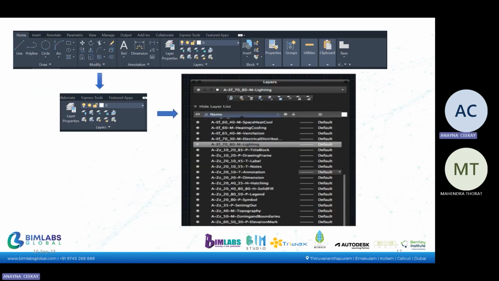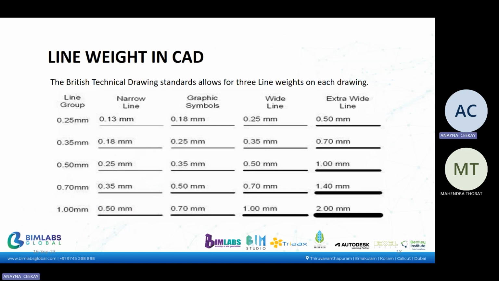This is the format of the layer name, which can be taken from the ribbon panel. You can see a panel called layers. From there, you can select the layer property. And this is how the layer format has to be entered while you are giving layers to your drawing. So you can see the format given to the layers. So this is the standard of giving the layer. So that's all about layers.